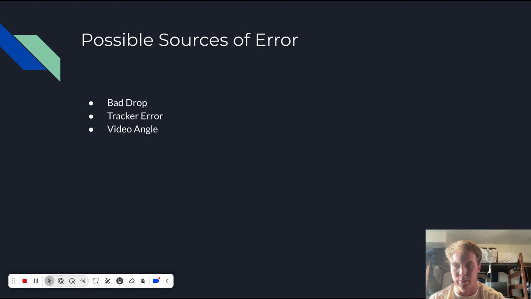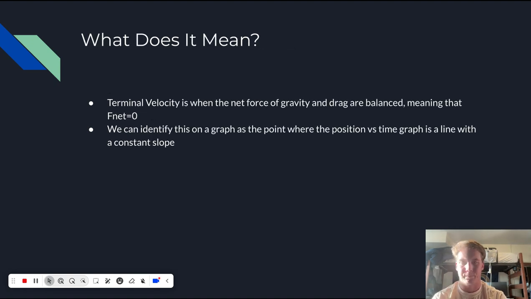There are possible sources of error: a bad drop, where we added a force to it when we dropped it. Tracker error, which could always have broken, and the video angle could affect it. The perspective could make the data skewed a little bit. But other than that, what does it mean?